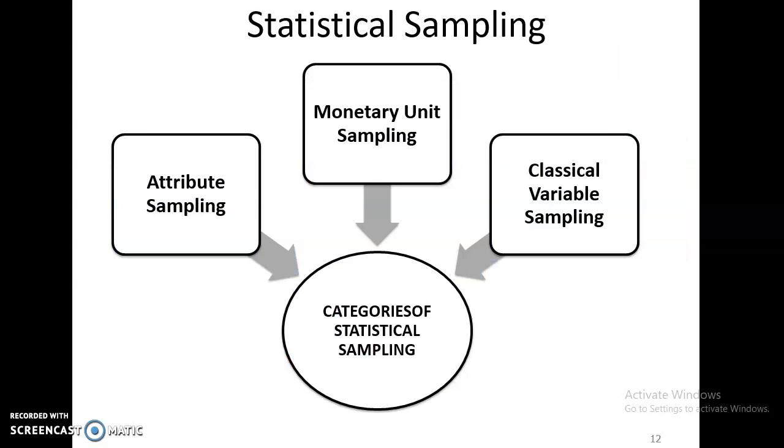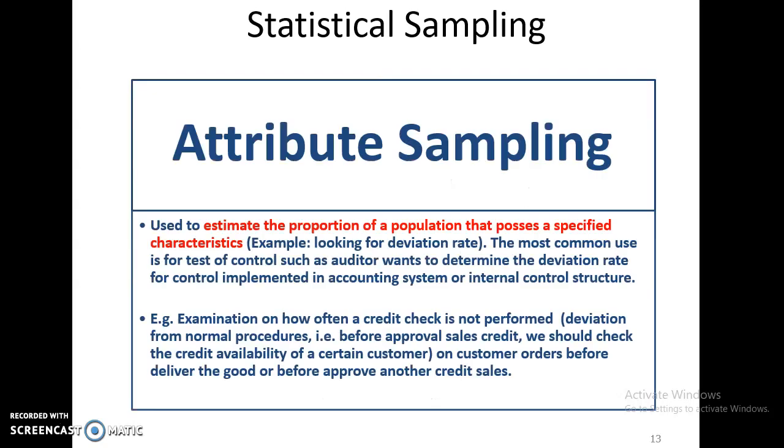The three types of statistical sampling are attribute, monetary, and classical variable sampling. Attribute sampling, as the name says itself, actually refers to certain characteristics of the sampling unit that we are going to take. So we will base it on that certain attribute. For example, here we want to see how often a credit check is not performed. Okay, so we are looking at a certain characteristic of a certain item.